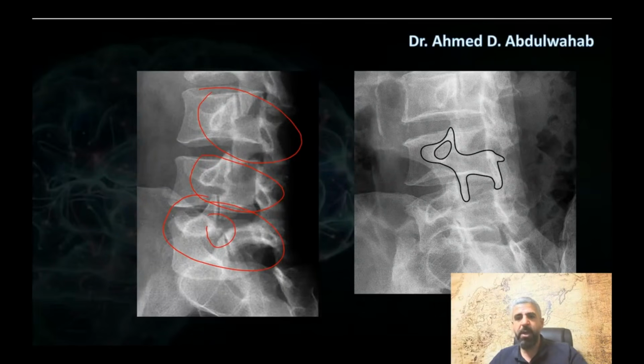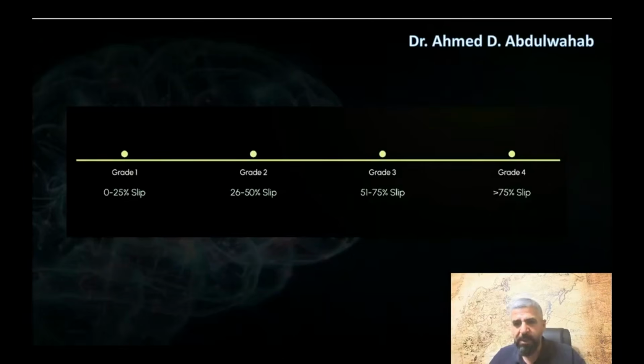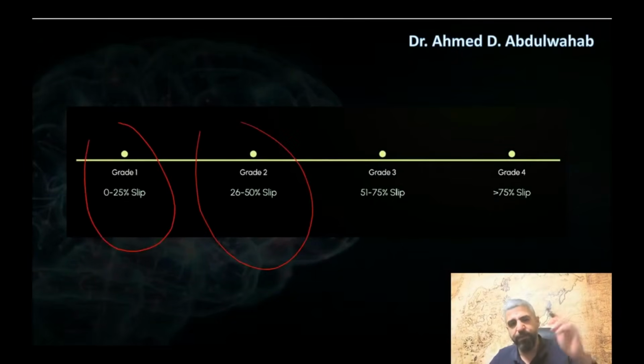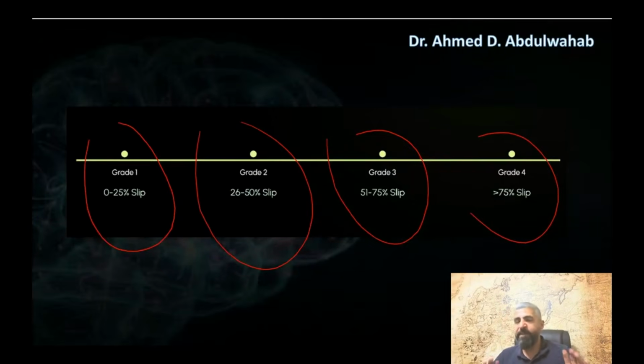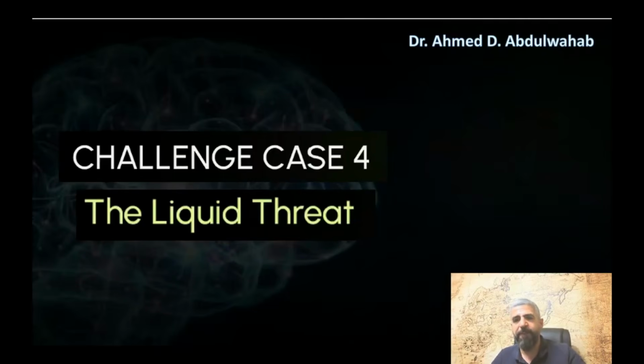Just to remind you, the grades of spondylolisthesis: grade 1 is 0 to 25% slip, grade 2 is 26 to 50%, grade 3 is up to 75%, and grade 4 is more than 75% slip. So if the vertebra moves forward 20%, this is a grade 1. Good job. Now let's go to the fourth challenge case.